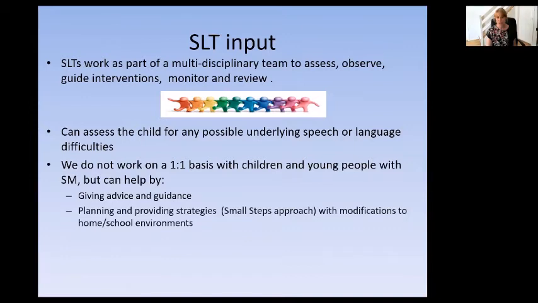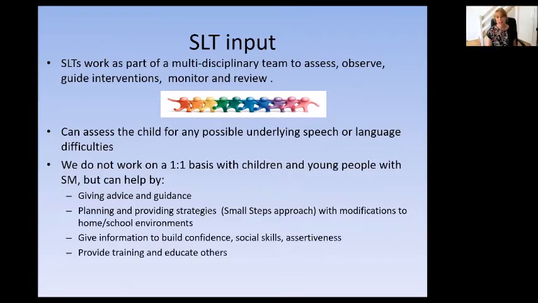We will help with planning and providing strategies, and particularly a small steps approach, which we come to later on in this video. We will give information about building the child's confidence, social skills and assertiveness, and we provide training, such as our video today. And we can assess a child's progress and review where they are at with their targets. And we may consider making an onward referral, particularly to Young Minds Matter, because they're specialists in helping children with anxiety disorders.